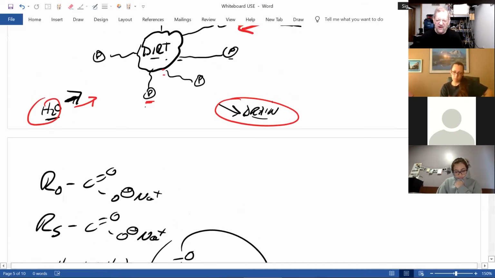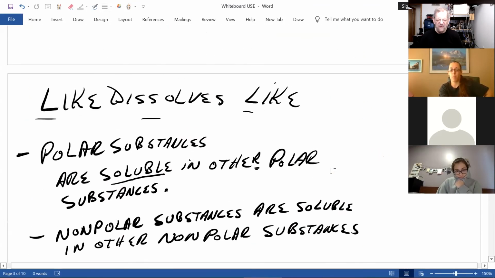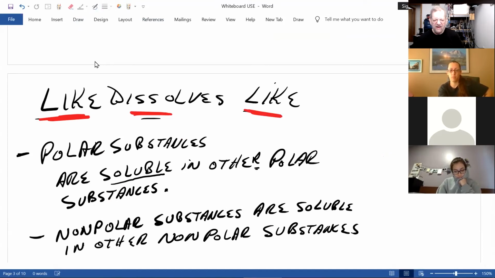But let me go through this again because this is so important. There are a few things I'd like you to leave this semester knowing. And one of those is how soap works. The most important thing to remember when you ask how does soap work is like dissolves like. Next week we'll do a lab with like dissolves like. Polar substances are soluble in other polar substances. Non-polar substances are soluble in other non-polar substances. You mix polar and non-polar, they're not soluble.